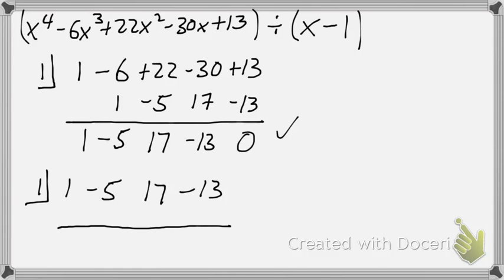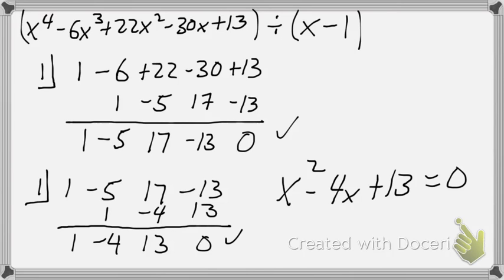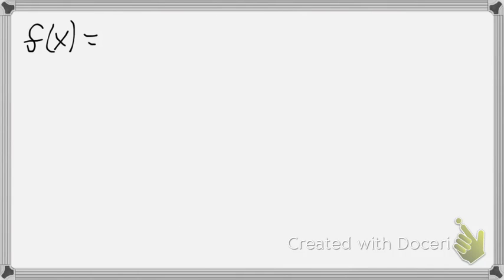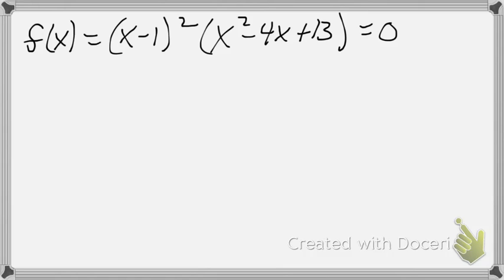We know this has an even multiplicity, so that means it occurs at least twice. So let's use it again. And again, it goes in evenly. And we're left over with x squared minus 4x plus 13. So where are we at so far? x minus 1 squared times this trinomial will equal 0.